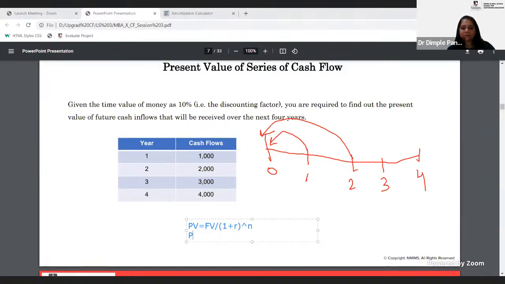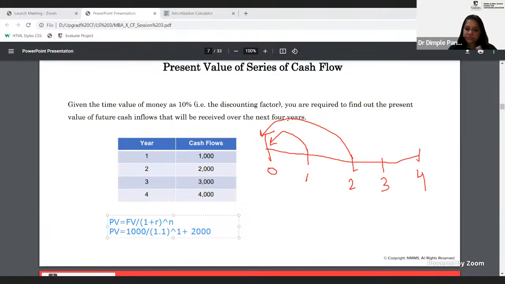Present value is going to be equal to 1,000 divided by 1 plus r, so 1.1 raised to what? 1 or 4? Jyotishman, you have raised your hand. Is it by mistake or do you have a question? Raised to 1. Second one, you are going to get 2,000 rupees. You need to discount that to the present, by 2 years, right?